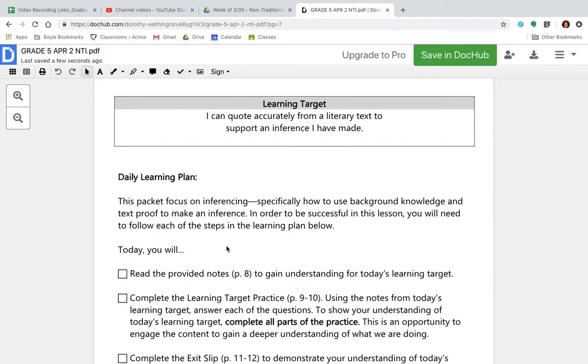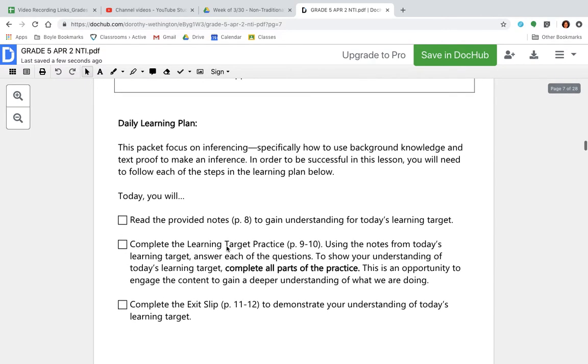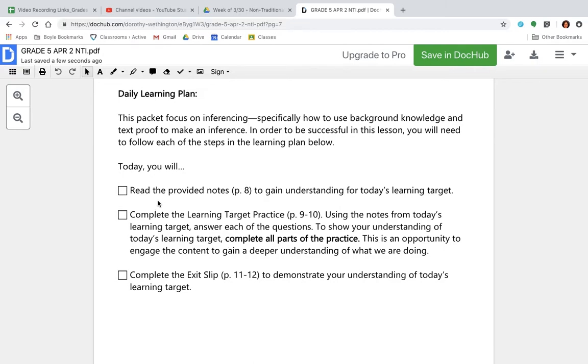In order to be successful in this lesson, you will need to follow each of the steps in the learning plan below. Today you will read the provided notes, page 8, to gain understanding for today's learning target. Complete the learning target practice, page 9 through 10, using the notes from today's learning target. Answer each of the questions. To show your understanding of today's learning target, complete all parts of the practice. This is an opportunity to engage the content to gain a deeper understanding of what we are doing. Complete the exit slip, page 11 through 12, to demonstrate your understanding of today's learning target.